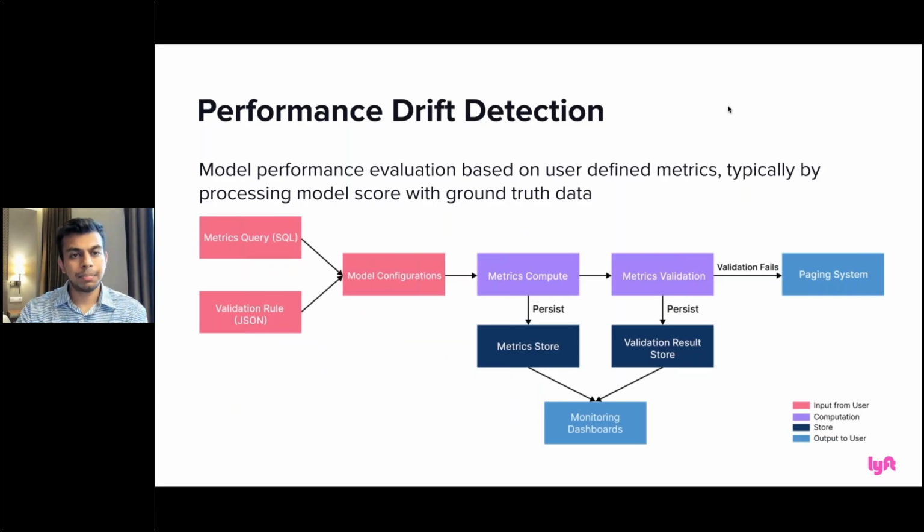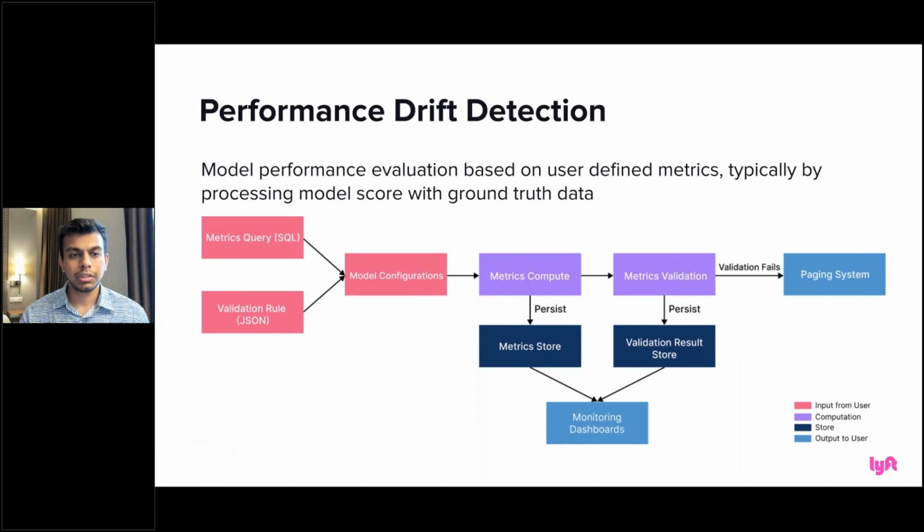All right, so this is the most powerful technique and also the most involved from an ML modeler's perspective. It's called performance drift detection. And this is model performance evaluation based on user-defined metrics, typically by processing a model score with ground truth data. These metrics are looking at ground truth, and we need a bunch of inputs from the user for this one.